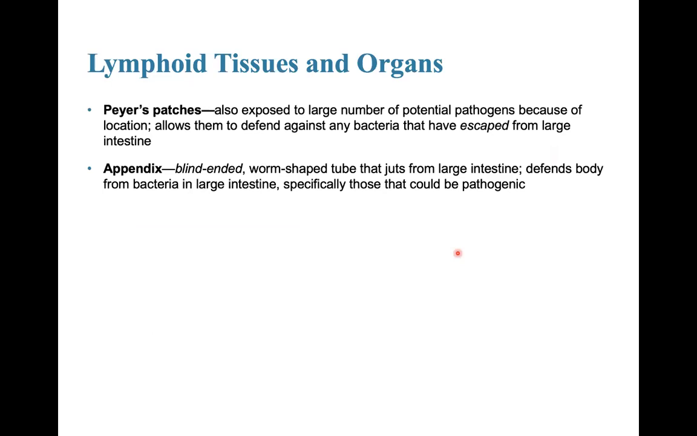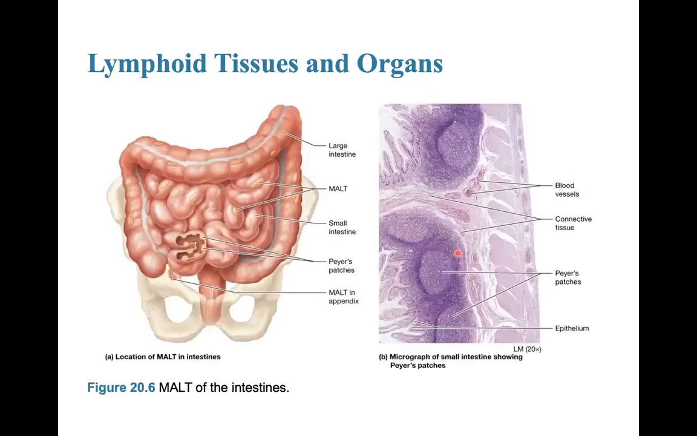The Peyer's patches are also exposed to a large number of potential pathogens because of their location. This allows them to defend against any bacteria that have escaped from the large intestines. The appendix, which is a blind-ended, worm-shaped tube that juts from the large intestines, defends the body from bacteria in the large intestines, specifically those that could be pathogenic.